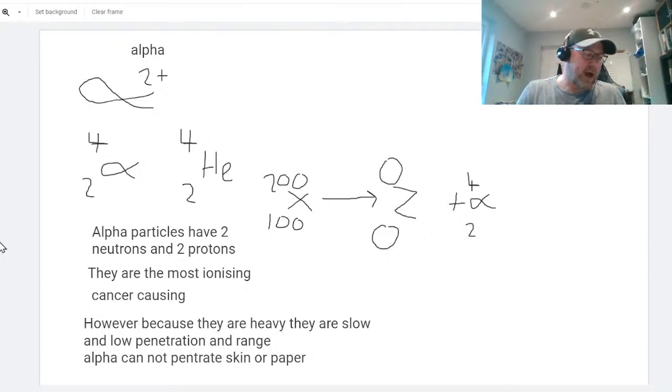Yeah, Sophie, so alpha damages cells by knocking electrons off of atoms within your cells, and technically, yeah, by doing that. But alpha isn't going to be able to get through your skin to damage your cells, so you don't have to worry about alpha from outside. It's harmless to you outside. Yeah, that's right. It's well done, Alice.